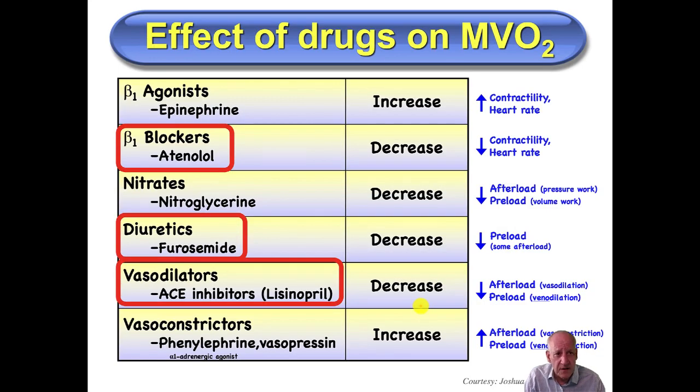One way we can do that is with drugs. The cornerstone therapy for ischemic heart disease involves 3 drugs: beta-1 blockers, diuretics, and vasodilators. How do they work? If we give our patient a beta blocker like atenolol, we will reduce the contractility, the vigor of pumping, and the heart rate, and the workload of the ventricle will decrease, as will the MVO2 demand.